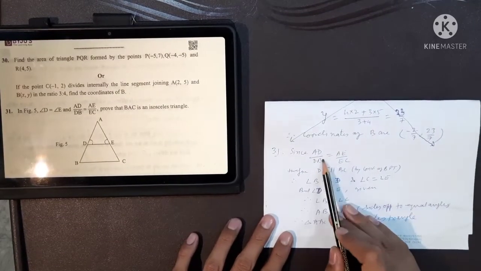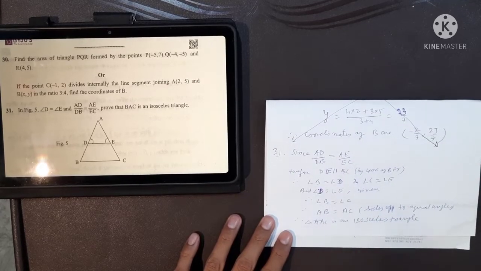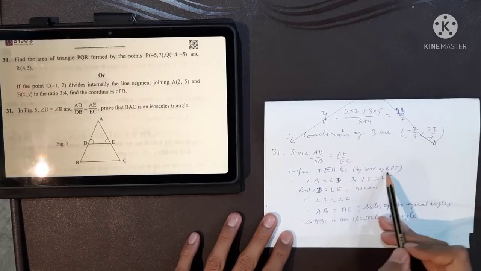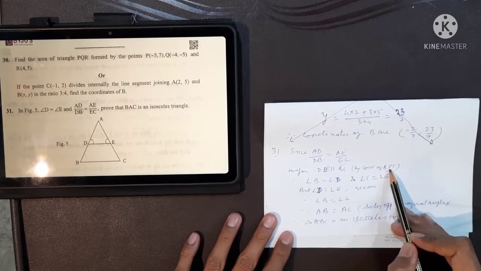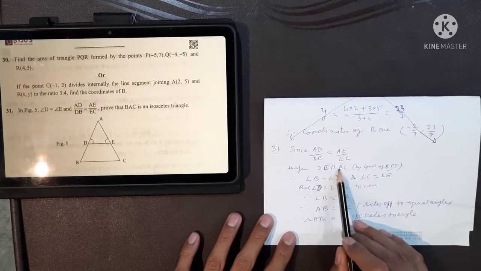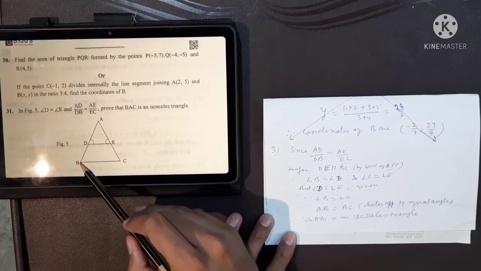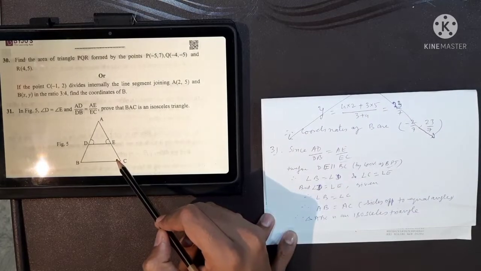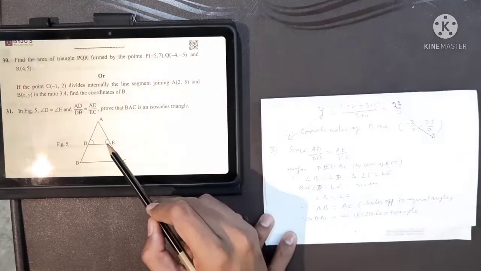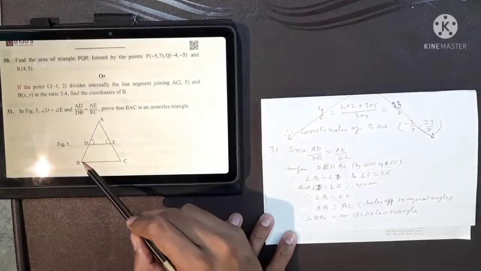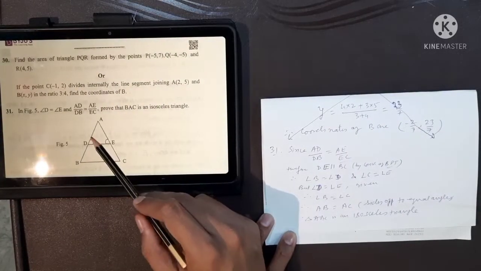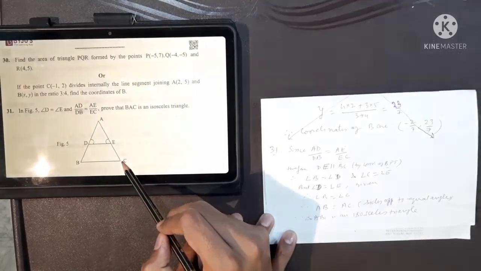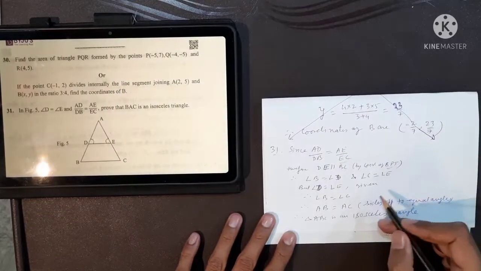For question number 31, we are given that AD upon DB is equal to AE upon EC. That means DE is parallel to BC by basic proportionality theorem or Thales theorem. Since these two are parallel, by alternate angles we get angle B is equal to angle D and angle E is equal to angle C. And since D and E are equal, therefore B and C are also equal. In an isosceles triangle these two angles are equal, so AB is equal to AC, hence ABC is an isosceles triangle.